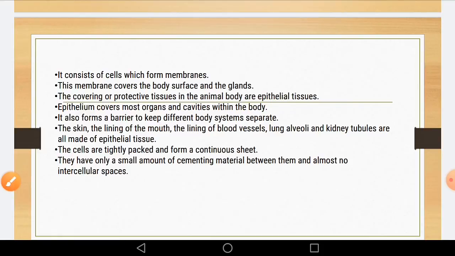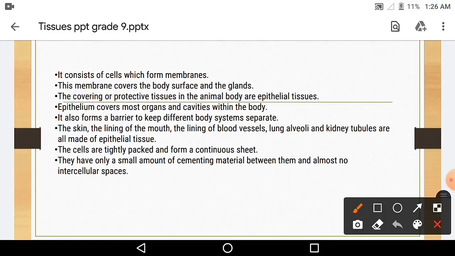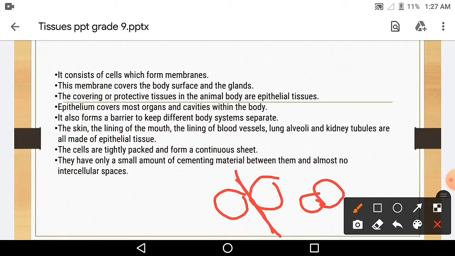The skin, the lining of the mouth, the lining of the blood vessels, lung alveoli, and kidney tubules are made up of epithelial cells. The cells are tightly packed and form a continuous sheet. They have only a small amount of cementing material between them and almost no intercellular space. I told you first also, what is intercellular space? The space between two cells. So cells are so closely packed that there is no intercellular space. This gap that you see is not really a gap. They are very tightly packed, very closely arranged.